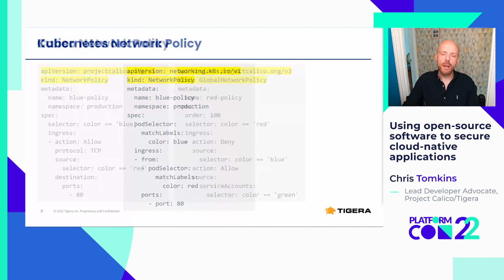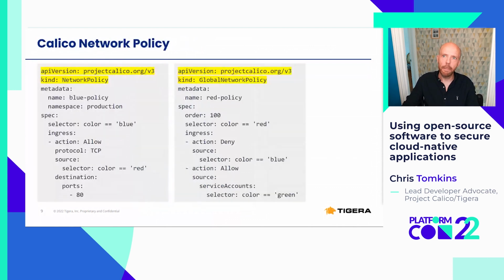Calico network policy, which I referred to earlier as security policy, you can see that the API version here is different. It's projectcalico.org, but you still have something called a network policy and something called a global network policy. So you can think of these as a superset of the functionality of Kubernetes network policy. They do everything that Kubernetes network policy does, but they add some features that are really nice to have or essential depending on your application.